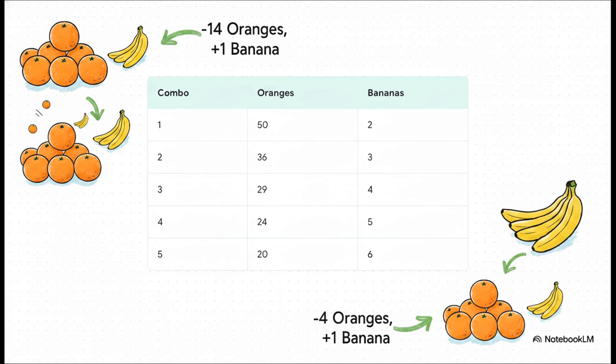But look further down the list. To go from 5 bananas to 6, they only give up 4 oranges. This is the diminishing marginal rate of substitution in action. Basically, the more bananas you have, the less you value an extra one, and the more you desperately want to hold on to your precious oranges.